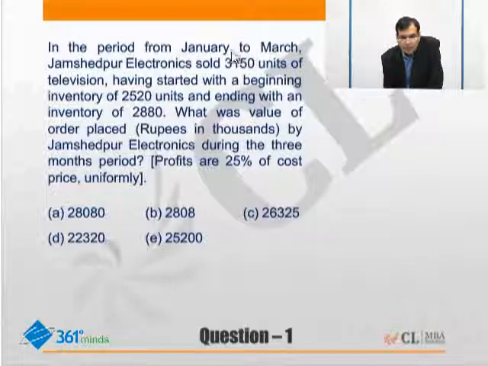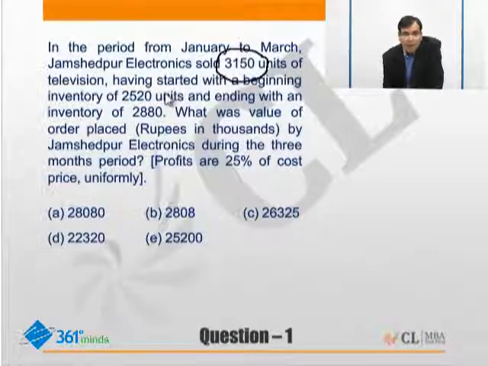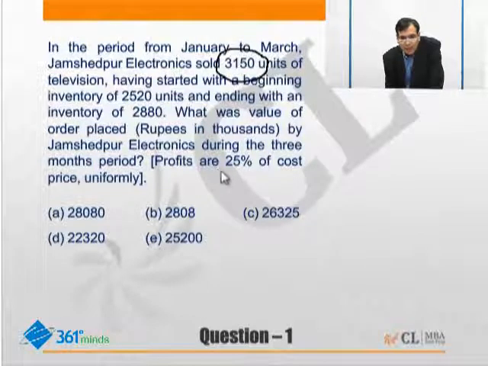The question tells us the quantity of order, the quantity of sales is given to us. It's 3150 units. If we have the quantity of sales with us and we know the value of sales as per the data, we can again find out the price per unit or the selling price. And since profits are given as 25% of cost price, we can find the cost of the item and hence the order value also. Okay. So let's just solve this question now.